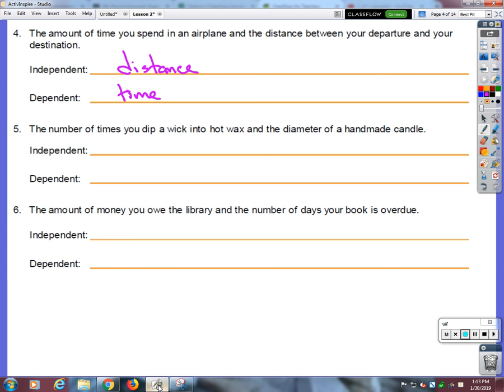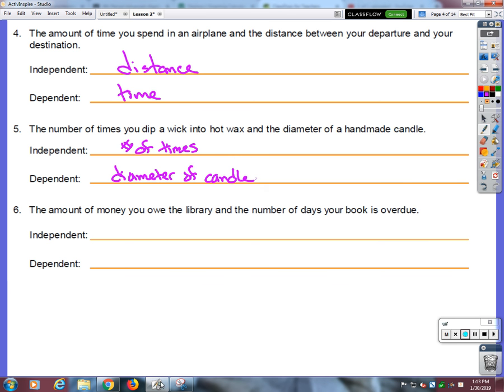Nathan, number of times you dip a wick into hot wax and the diameter of a handmade candle. What is it? Diameter? Yeah. I like that. All right, next one, the amount of money you owe the library and the number of days your book is overdue.